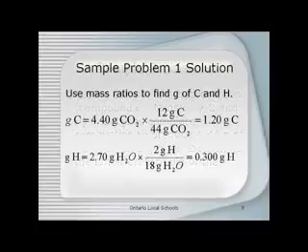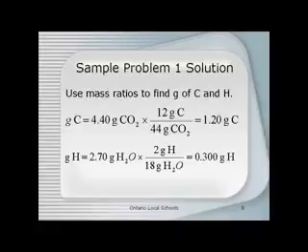So our first step is to use the mass ratios to find the grams of carbon and hydrogen. So our grams of carbon is equal to the mass of carbon dioxide, 4.40 grams of carbon dioxide, times the mass ratio of carbon in carbon dioxide, which is 12 grams of carbon over 44 grams of carbon dioxide. This calculation will provide us with the information that there are 1.20 grams of carbon. Grams of hydrogen, done the same way, 2.70 grams of water times the ratio of 2 grams of hydrogen for every 18 grams of water gives us 0.300 grams of hydrogen.